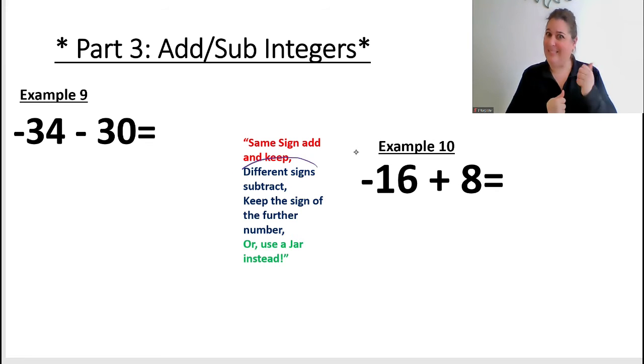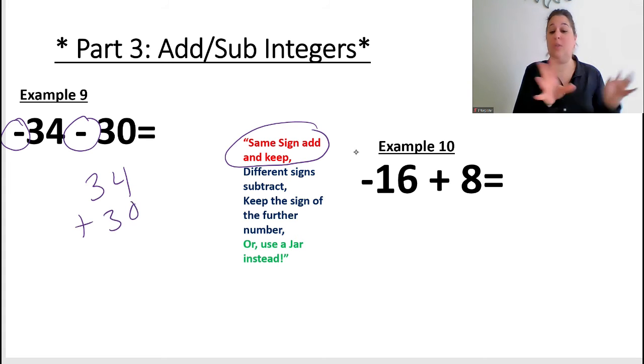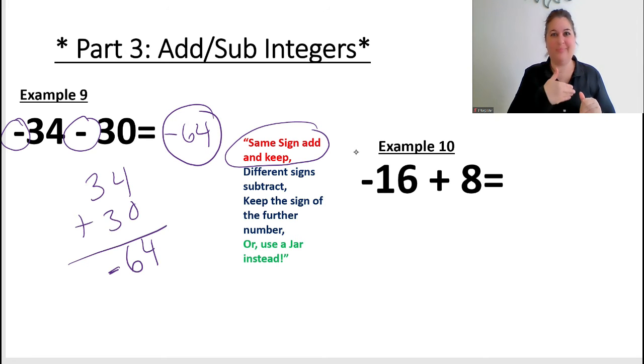All right, welcome back. So it says, whoa, look at these signs. They're the same. What a tricky one. Same sign, add and keep. So hopefully you caught that. So 34 plus 30, that's 64. Keep same sign, add and keep. So the answer is negative 64. Hopefully you didn't fall for the trick.